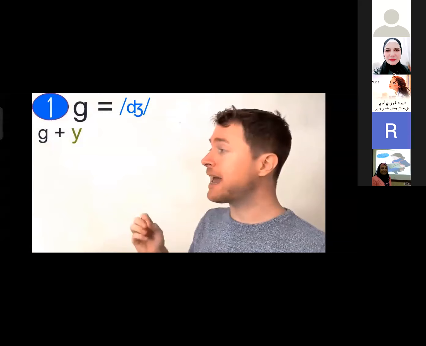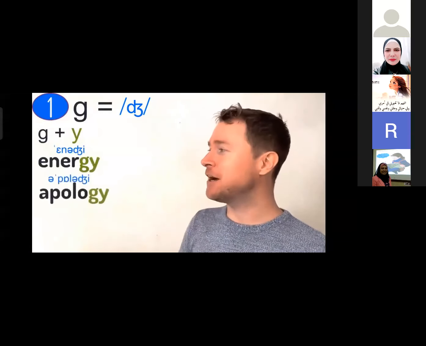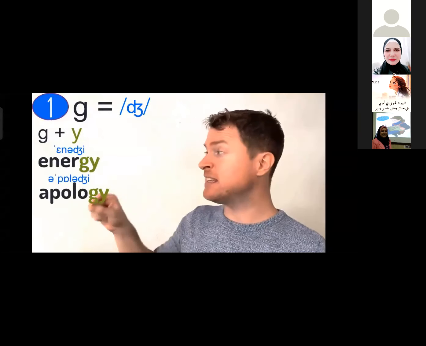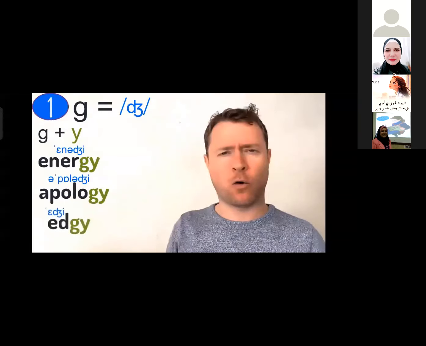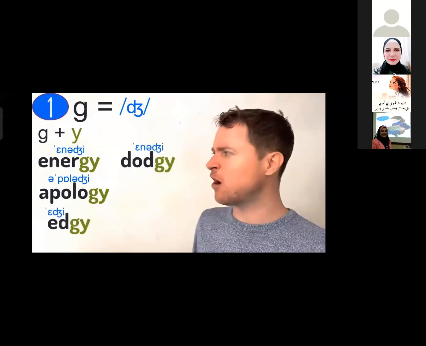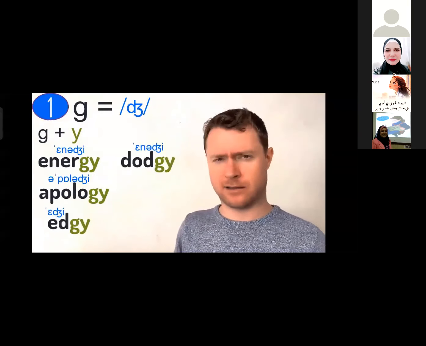You'll see this at the end of words like energy and apology, okay? Also words with DGY at the end, like edgy or dodgy. Dodgy is something that's not normal, not right. That looks very strange. It's dodgy, okay?